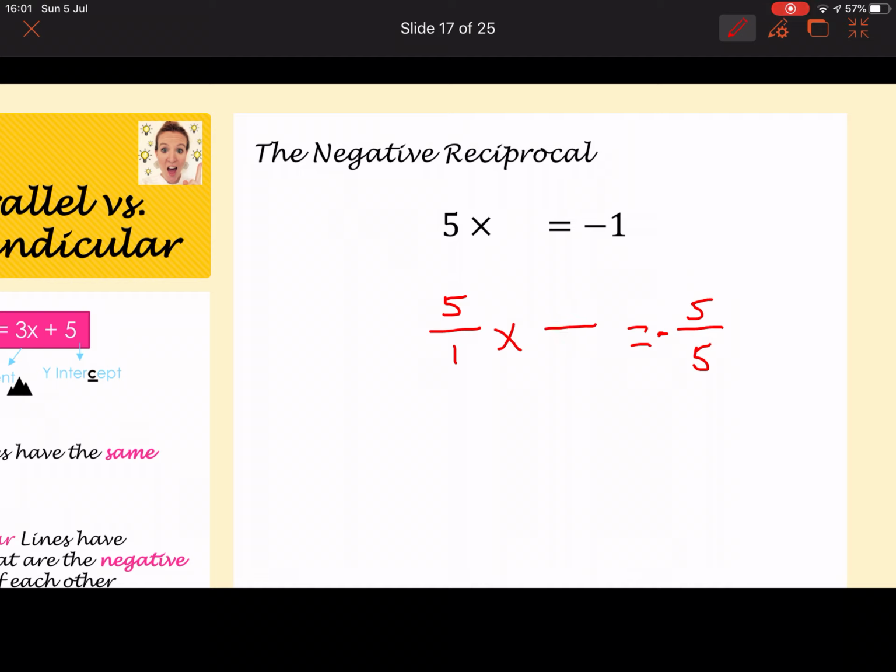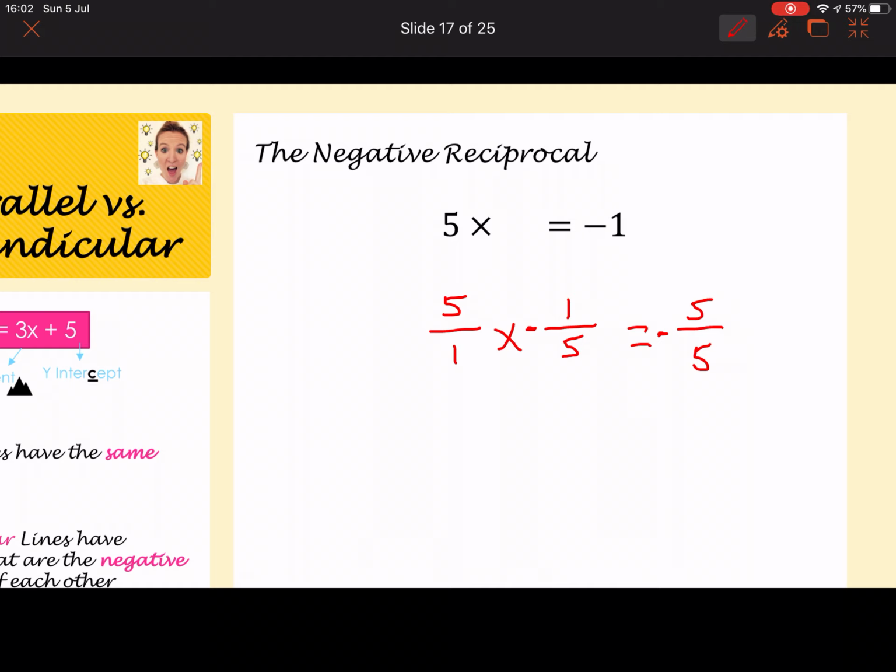Now, what would I have to multiply 5 by to get 5? Or to get -5 specifically? -1. What would I have to multiply 1 by to get 5? 5. So we just put a minus in front of this whole fraction because we're basically multiplying the first fraction by a negative fraction, which will get us a negative answer.